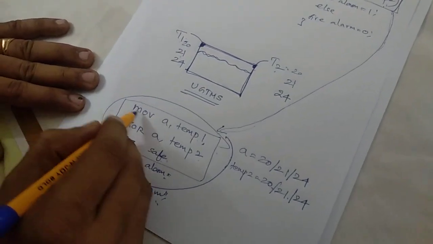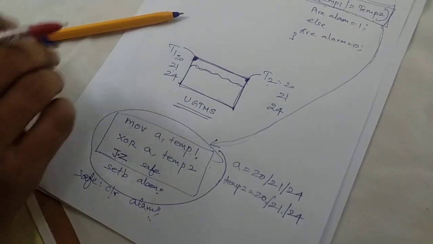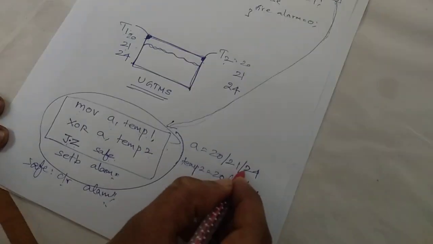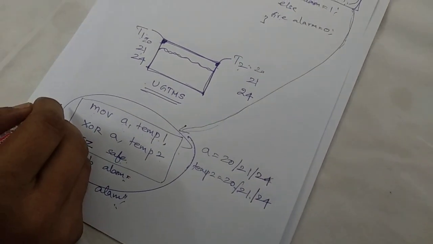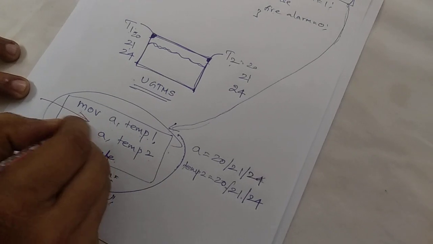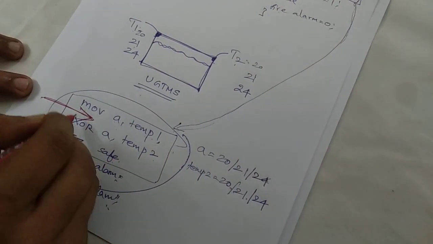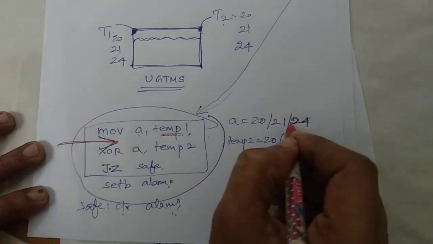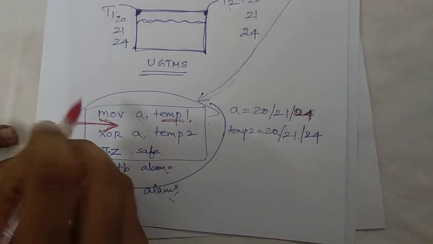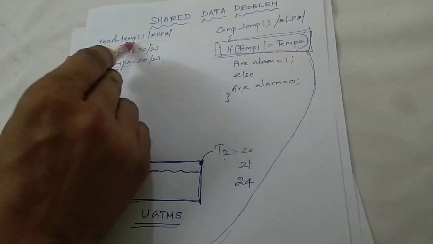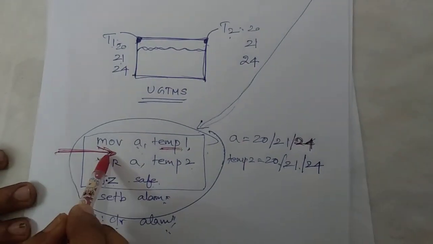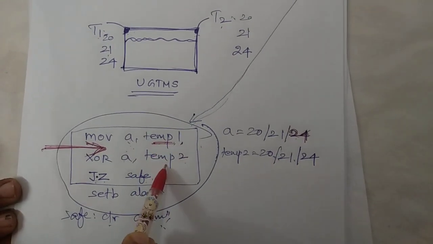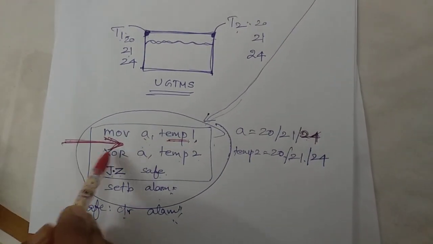Now while executing MOV A, temp 1, after executing MOV A, temp 1, that means this is 24, and because read temperature has the highest priority, if an interrupt comes, let us assume at this point the interrupt comes, after updating the temp 1 value to the accumulator, which is 24. The interrupt unblocks the highest priority task, the read temperature task, after executing this first line. After updating temp 1, before updating temp 2, if the interrupt comes, it goes to the interrupt service routine.